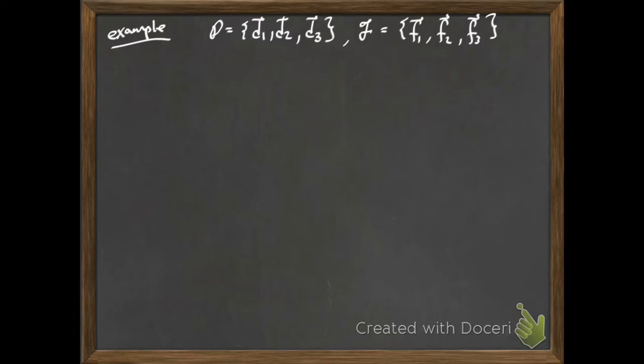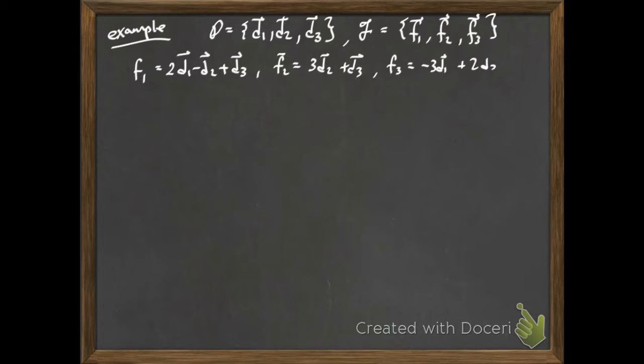Suppose D is a basis for a three-dimensional space, D1, D2, D3, and F is this other basis for that same space, F1, F2, F3. Suppose you're given that F1 is 2D1 minus D2 plus D3, F2 is 3D2 plus D3, and F3 is minus 3D1 plus 2D3. Let's first find a change of coordinates matrix from F to D.